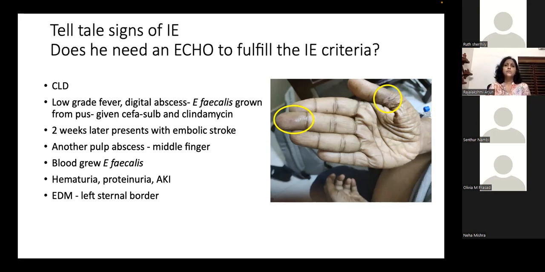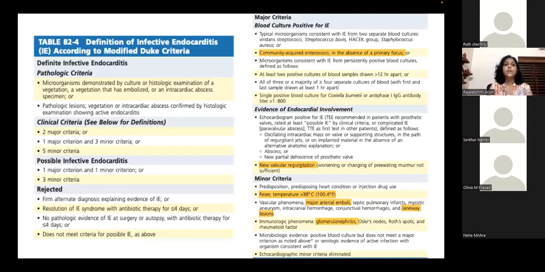So what you find is telltale signs of IE, and he does not need an echo to fulfill the IE criteria, though he may need an echo to confirm the diagnosis, to rule out complications and plan surgery. If you look at the Duke's criteria, which is the criteria that is used for infective endocarditis, for definitive infective endocarditis, you need a clinical criteria, which is 2 major or 1 major and 3 minor. And if you look at this patient, he had enterococcal bacteremia, which is community acquired. Yes, he fulfills 1 major criteria.